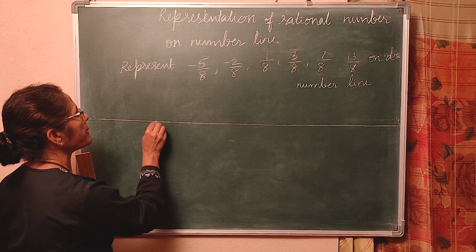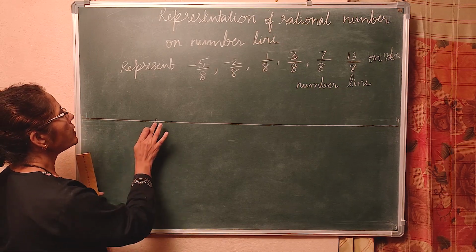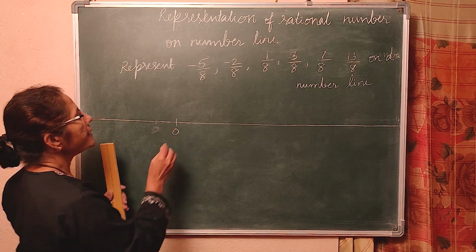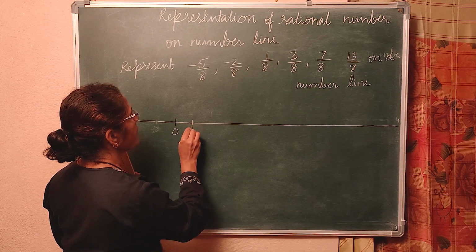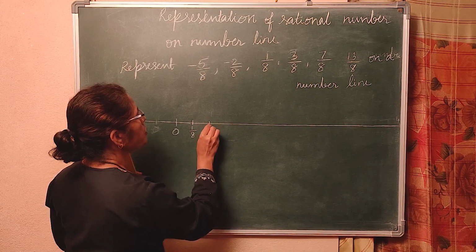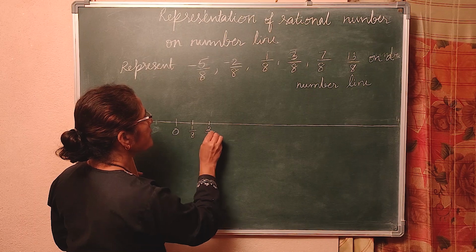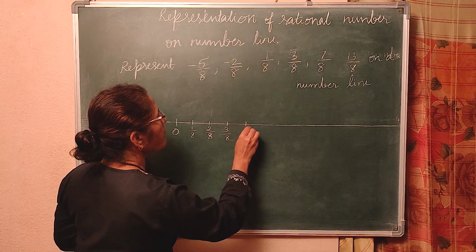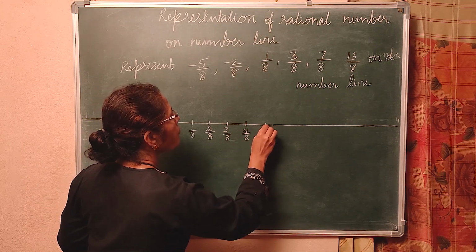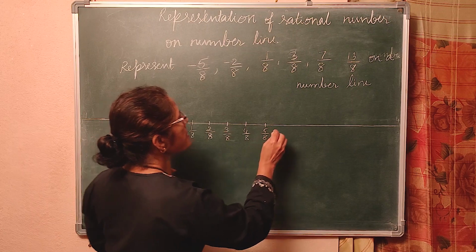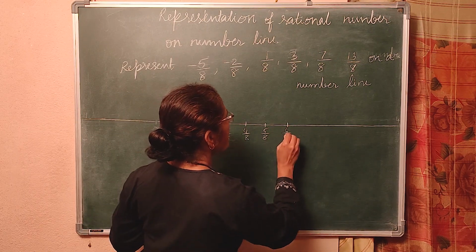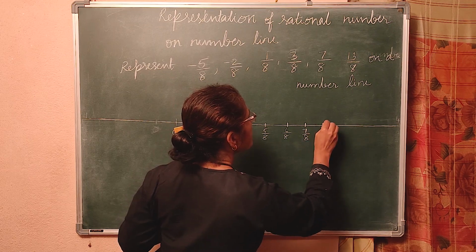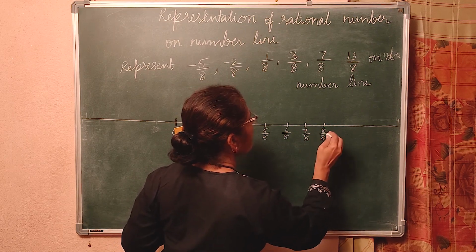Maybe I'll take 0 here, right? A little to that side, 0. Correct? Now half a centimeter, 1 by 8, 2 by 8, 3 by 8, 4 by 8, 5 by 8, 6 by 8, 7 by 8, 8 by 8. What is the meaning of 8 by 8?